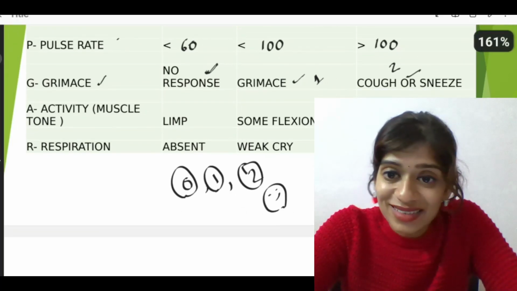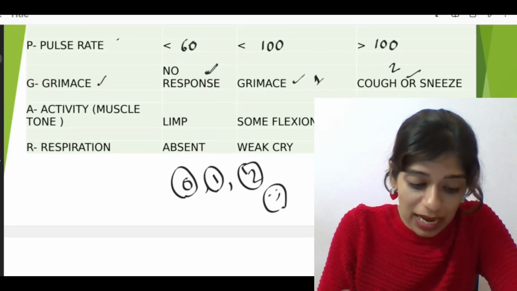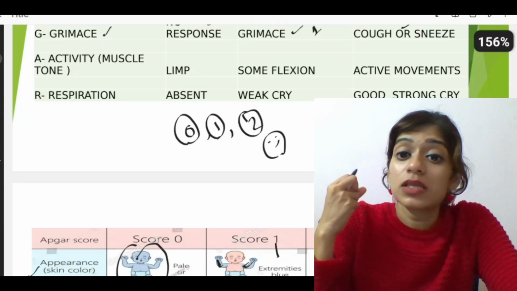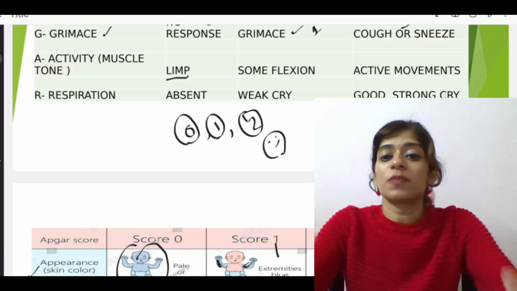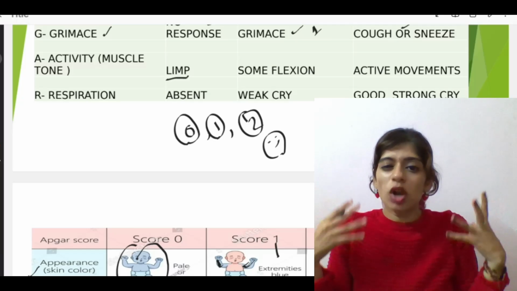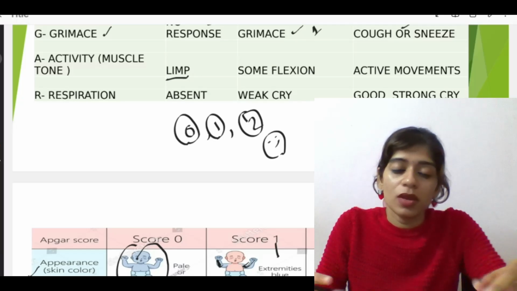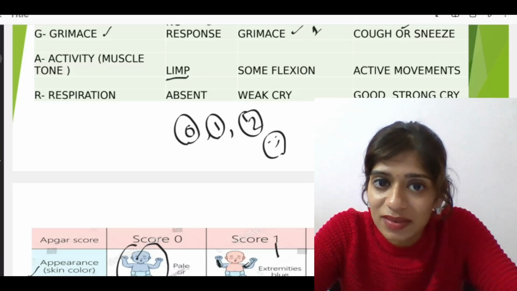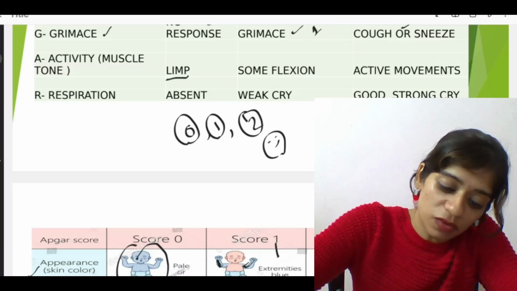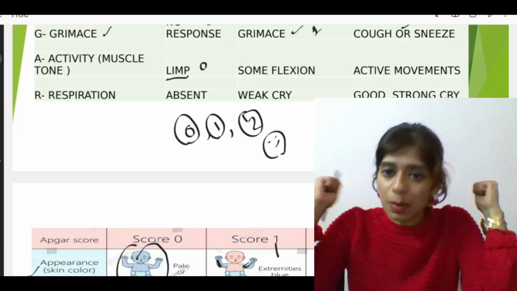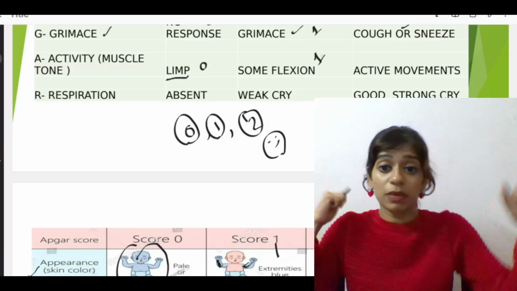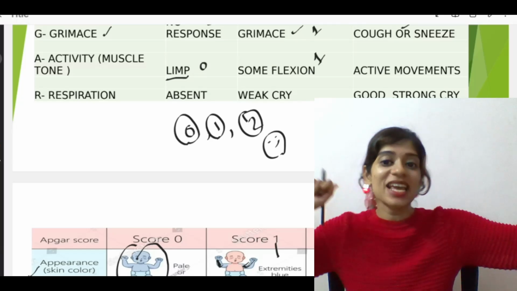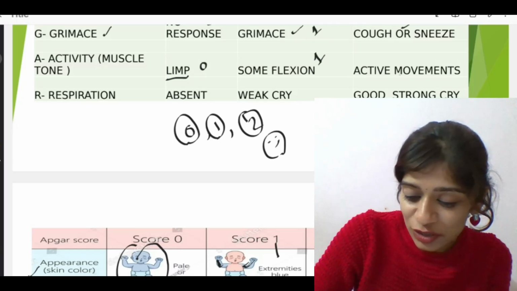Now, A stands for activity of the baby. Activity means muscle tone of the baby. If there is limp, meaning the baby's muscles are not firm, if they are floppy, that means if there is some weakness in the muscle, then you will give a score of 0. If there is some flexion of the limbs, then you will give a score of 1. If the baby is showing active movements, then you will give a score of 2.